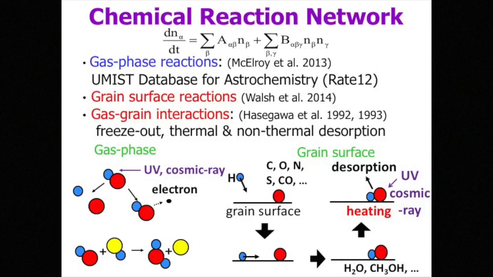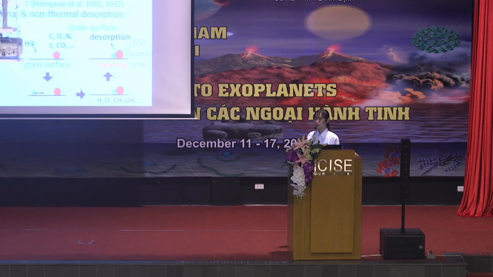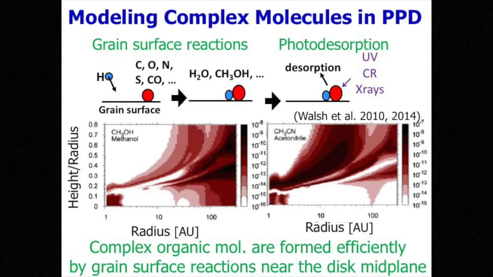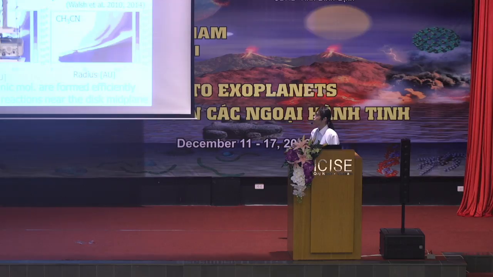And then we performed the chemical reaction calculations of chemical reaction network based on the physical structure we calculated for the protoplanetary disks. And these are some of the results of our calculations. This figure shows the molecular abundances on the grain surfaces, and this is again disk radius and disk height. And we can see that these kind of relatively complex molecules can be formed efficiently on dust grains, not only in the cold regions, but also relatively warm regions. So this is because of the grain surface reactions as I showed before.